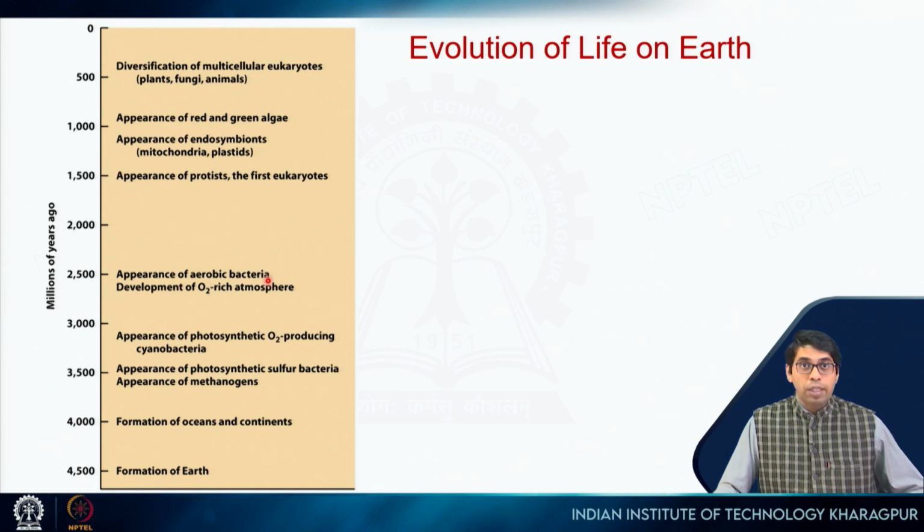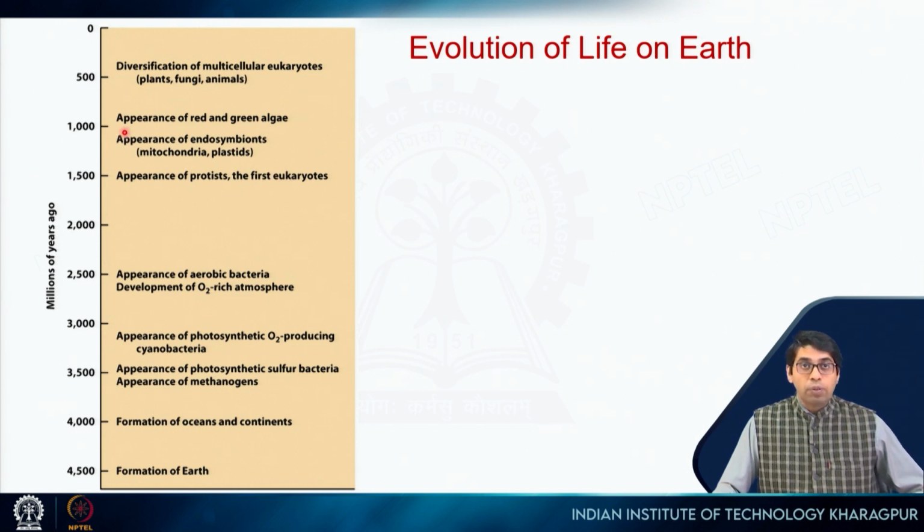So, now aerobic respiration or aerobic bacteria appear. And now you have this development of a more oxygen rich atmosphere. Oxygen is coming from here, and that oxygen is used by these aerobic bacteria. Almost another billion years pass, so this is 1.5 billion years ago. That is the appearance of the first eukaryotes. Now these are primitive eukaryotes where the nucleus is there, so the DNA is enveloped in the nucleus.